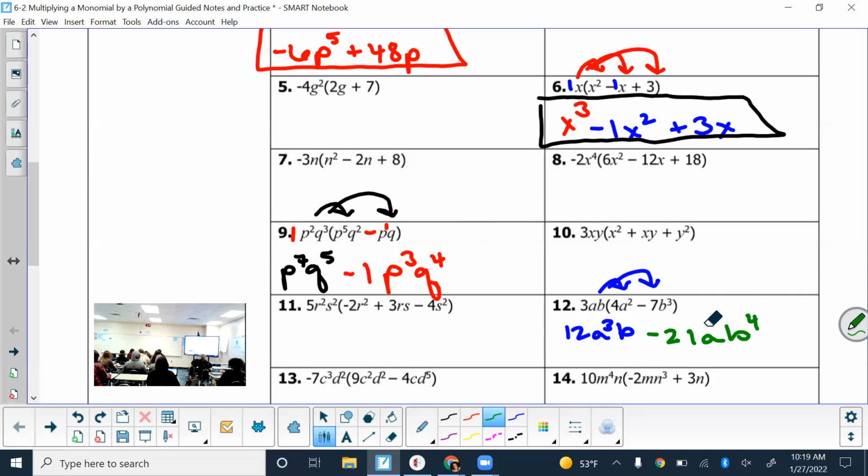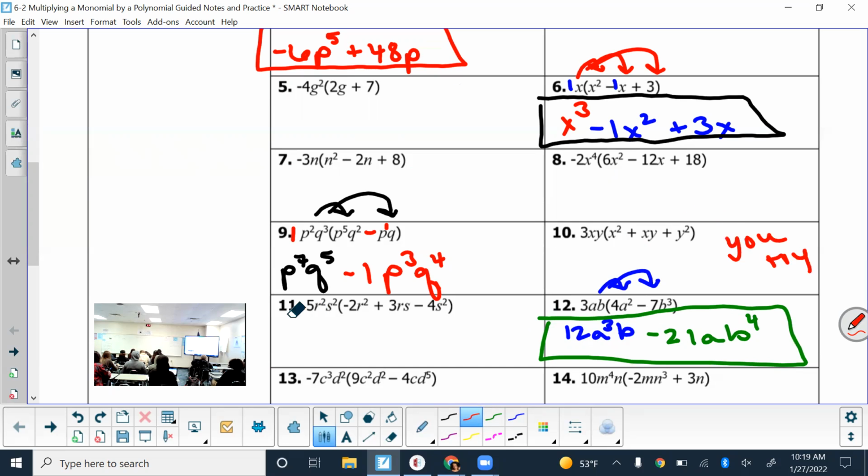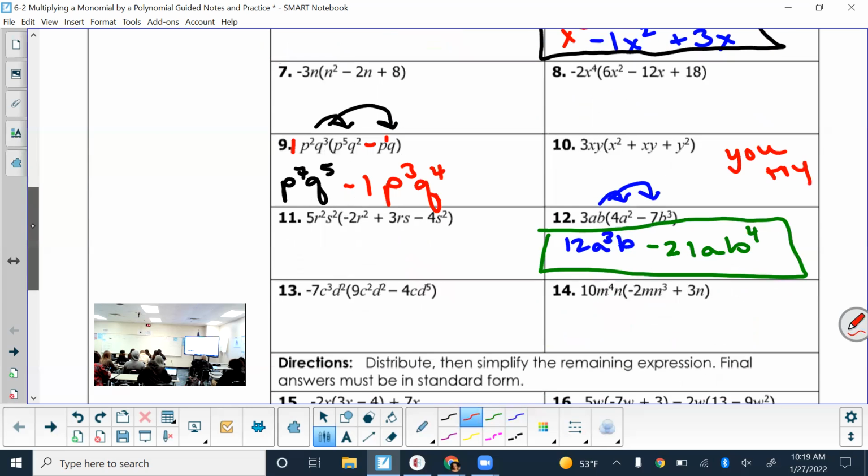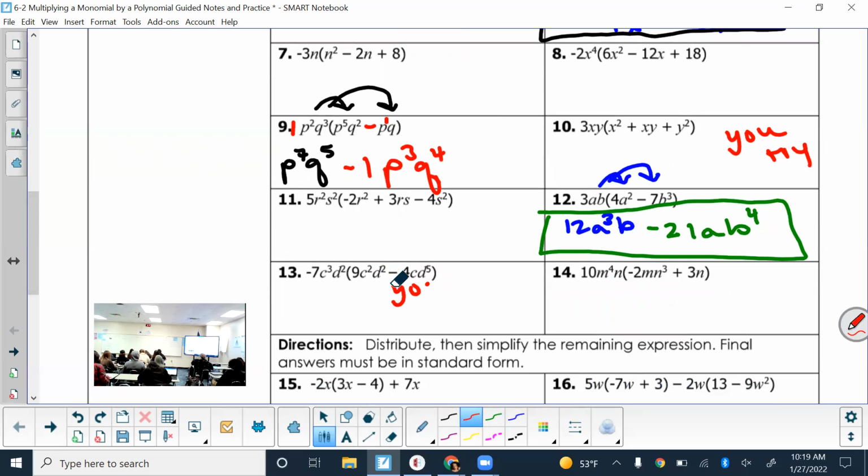All right, and then look at it. Are these like terms? No, it is written in standard form though, so alphabetical order. So a cubed before a to the first, that's good. So we're finished there. Questions? All right, then you guys try 10 and number 13. So 10 and 13, and then we'll try something a little different.